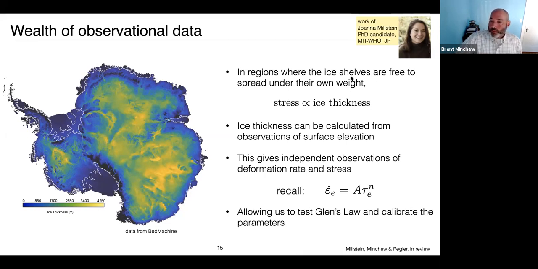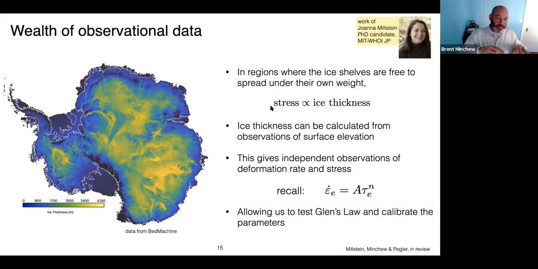And so we're going to concentrate in this particular study on regions of the ice shelves that are effectively free to spread under their own weight. That is, we're going to concentrate on areas where we can basically make this really important simplifying assumption, where the deviatoric stress in that particular region of the ice shelf can be well approximated as being proportional to the ice thickness, right?